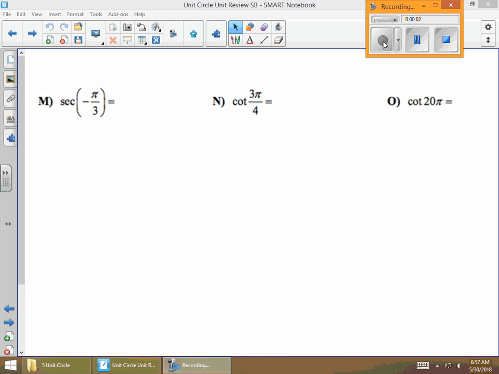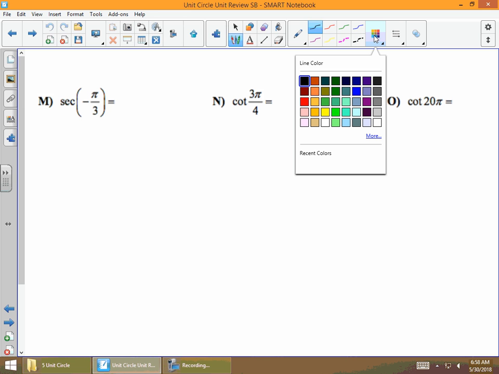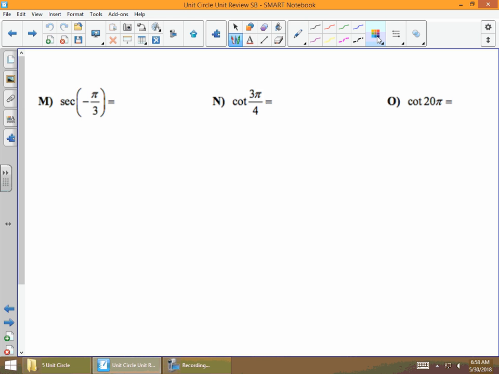Okay, last couple problems on the review. Here we're doing secant of negative pi over 3. So again, just like with all our other problems, we're going to find that coterminal angle first. Negative pi over 3 is not on our unit circle. Now at this point, if you're really comfortable with working with negative angles, since that's a small one and it's just down in quadrant 4, you can do that.